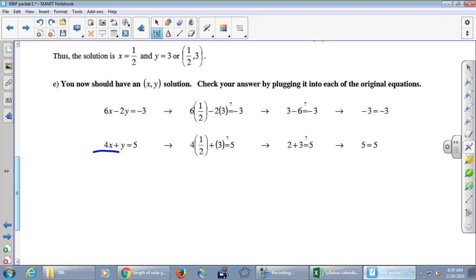And you can check the other equation too. Plug in 1/2 and 3 for x and y. Make sure that it's true. It's not mandatory. I won't require you to do it on a test. As long as you do everything right, they will work, guaranteed. But it's something that if you want to make sure that you haven't made any errors, you could always check.